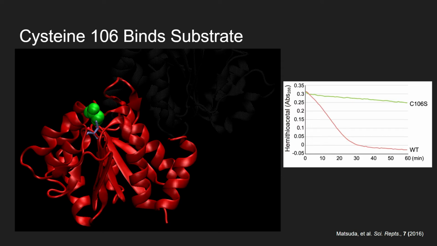One of the mutations that has been found to be correlated with Parkinson's is cysteine 106 to a serine. And if this mutation occurs, then the enzymatic ability of the protein is completely removed. So this is a functional assay that involves a synthetic substrate that's a hemithioacetol, and they just look at the absorbance at this particular wavelength. So in wild type, you see this substrate getting eaten up, but then with the mutation, nothing really happens.